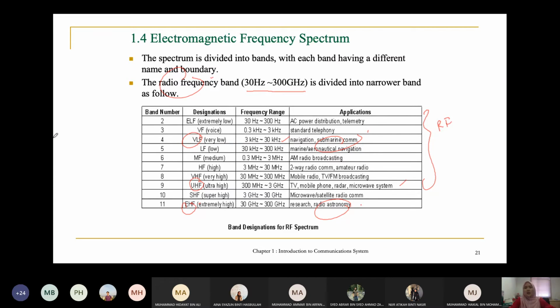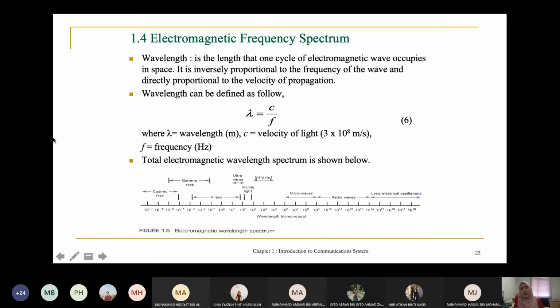When we deal with the electromagnetic frequency spectrum, a very important parameter is the wavelength. So what is wavelength? Wavelength is the length that one cycle of an electromagnetic wave occupies in space. It is inversely proportional to the frequency of the wave and directly proportional to the velocity of propagation. This is the formula for wavelength: lambda equals c divided by f.